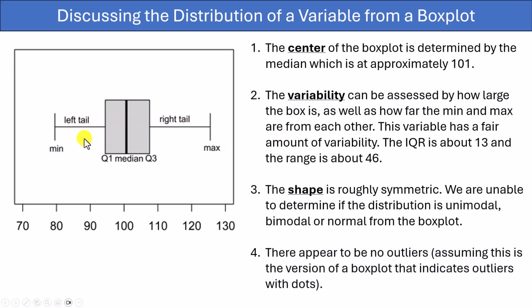There do not appear to be any outliers based on this box plot, assuming this is the version of the box plot that would identify the outliers with dots. And even further from that, we can tell that the min and the max are not really that far away from the middle of the box, so we can kind of conclude there doesn't really appear to be any outliers based on this box plot.